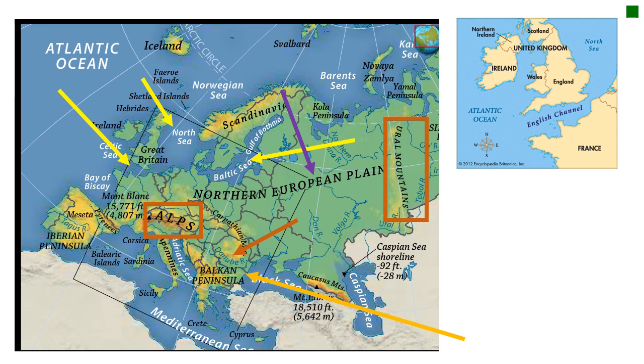We're now going to look at the physical features that make up Europe. We start by looking at the English Channel, and the English Channel separates the southern coast of England from the northern coast of France. Next we have the North Sea, and we have the Baltic Sea.